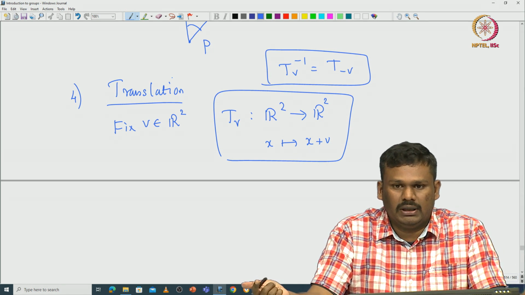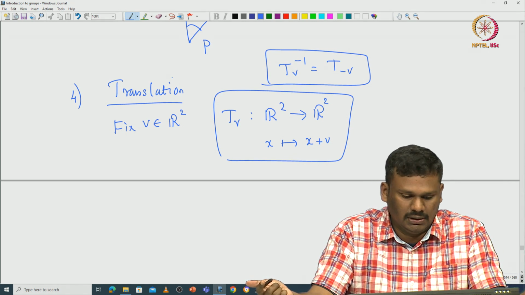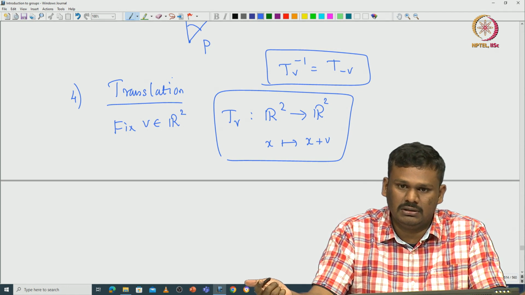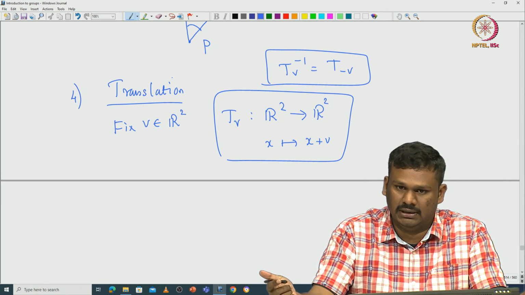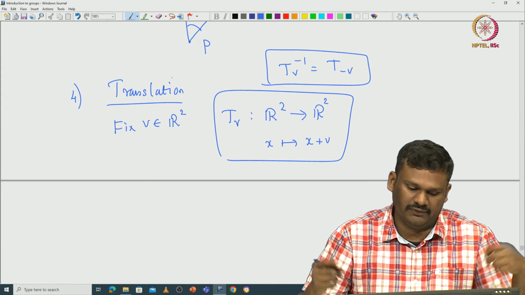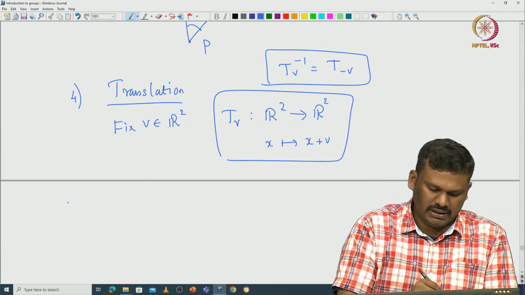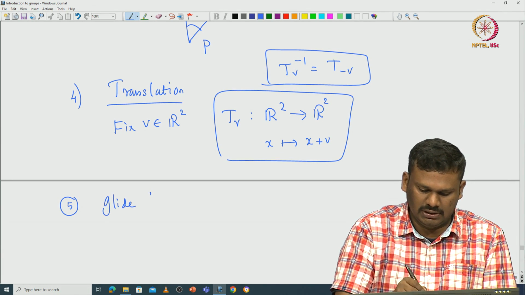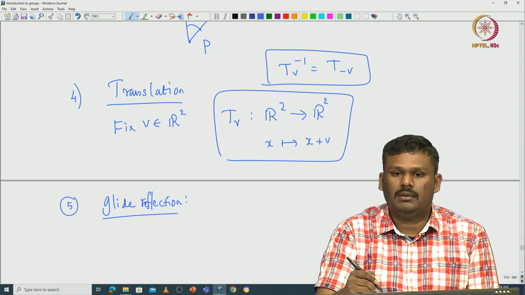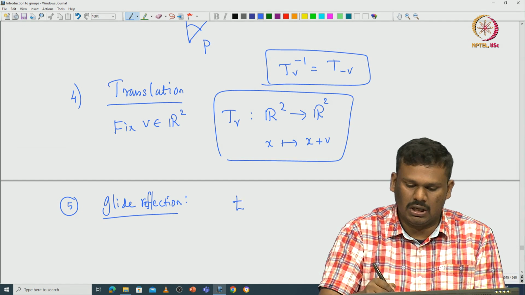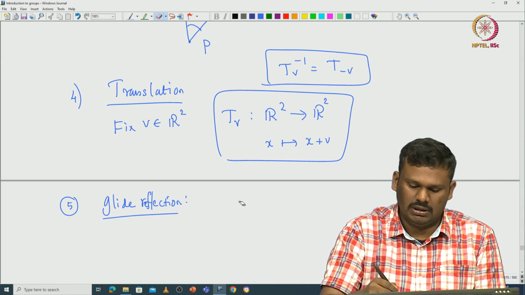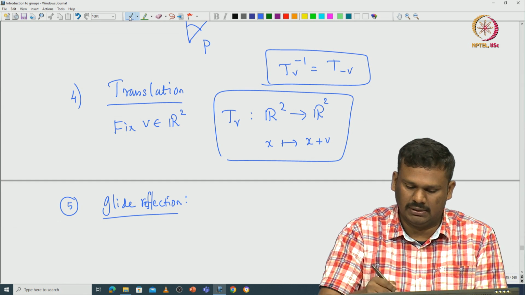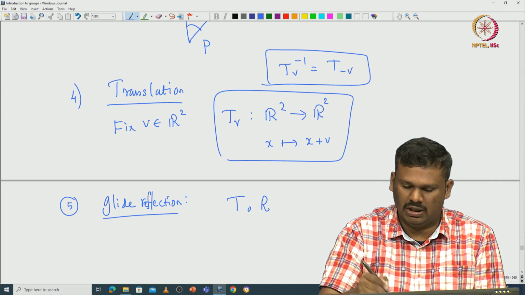Now, what you can do is compose a translation with a reflection. Okay. Then you get something called a glide reflection. Okay. So, that is the fifth kind. You get what is called a glide reflection. This is obtained by taking a translation composed with some reflection, T composed with some R.